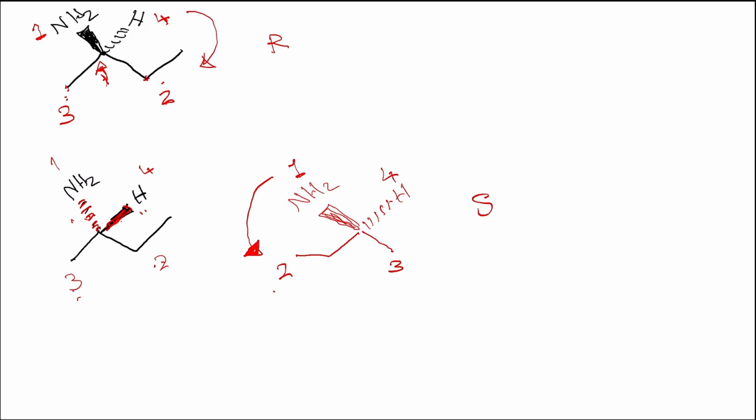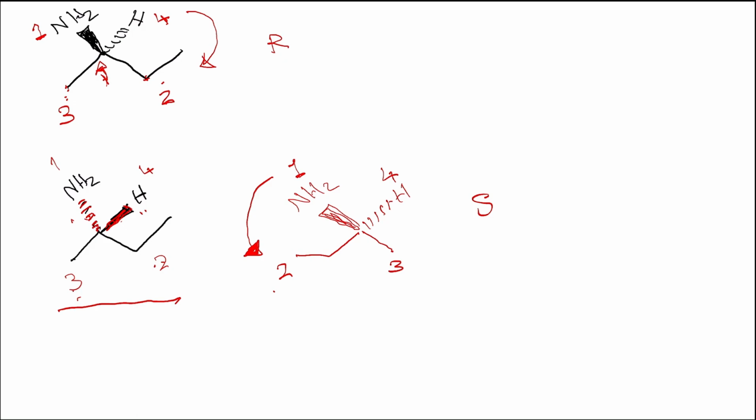So this is one of the ways to assign configuration if the lowest priority group is not at the back. There is a different method as well, which is so easy. You can simply apply it without redrawing your structure. And this is how we do it. You just simply look at your molecule like this one. You assign the priority as usual, 1, 2, 3.